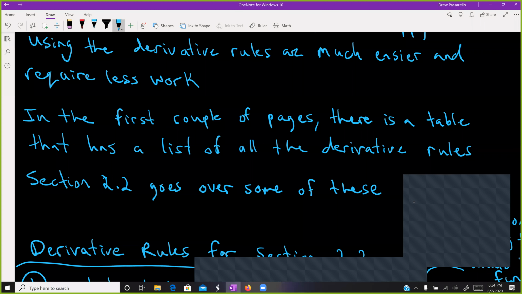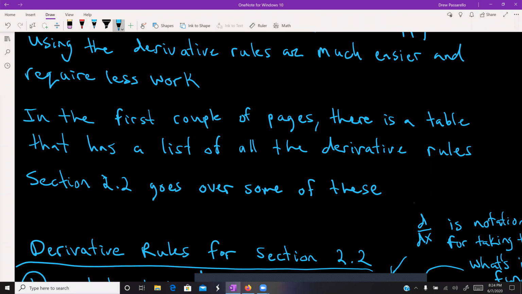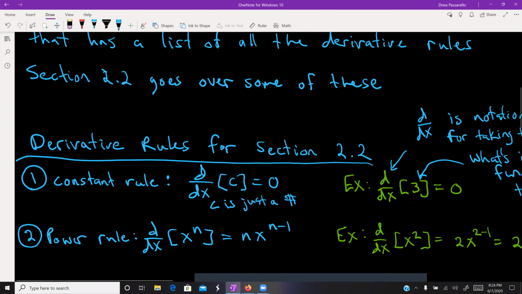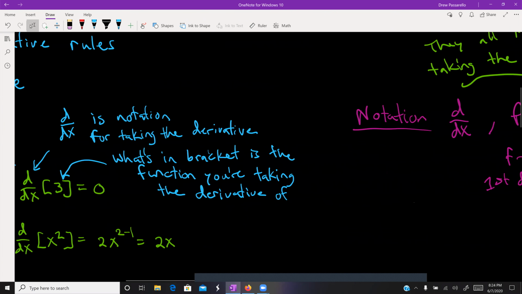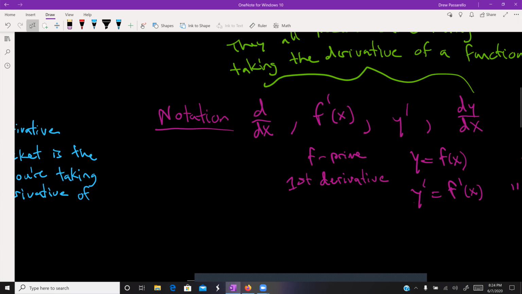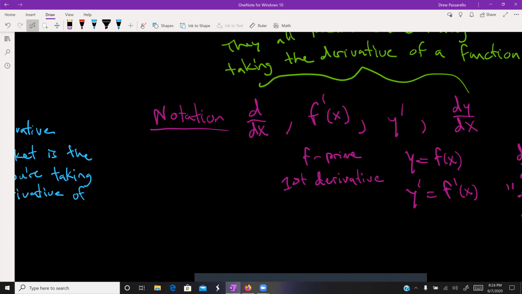To continue where I left off, the notation for derivative is d over dx. It looks like a fraction, but it's not really dividing, it's just taking the derivative. And then with respect to x is what the denominator part is saying. These four things are all equivalent, so you'll see me using them interchangeably.